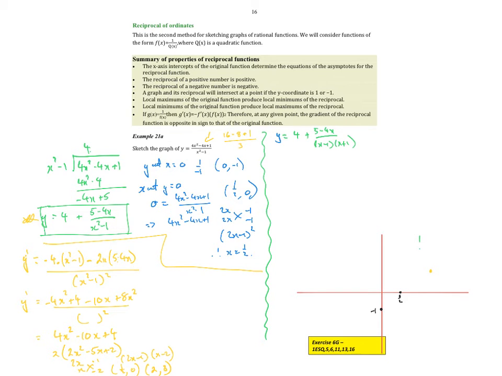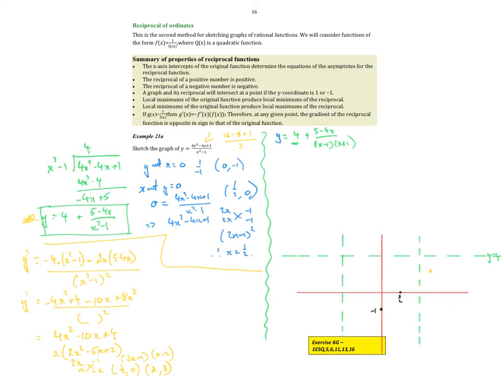So let's go 1, 2, 3. Not quite so far. And we're also going to have a horizontal asymptote at, sorry, y equal to 4. If you think about that one there, it comes about from here.